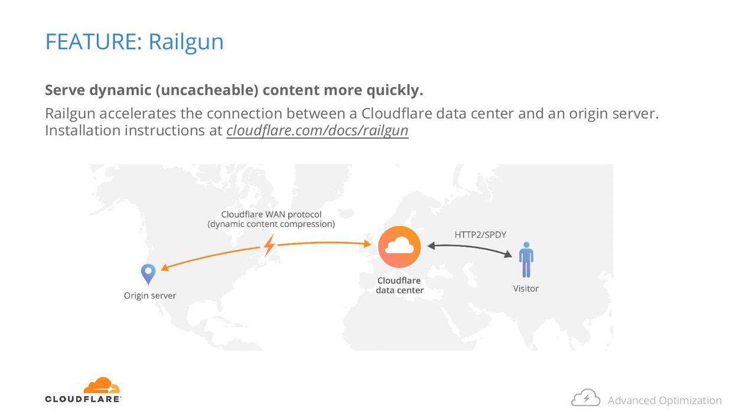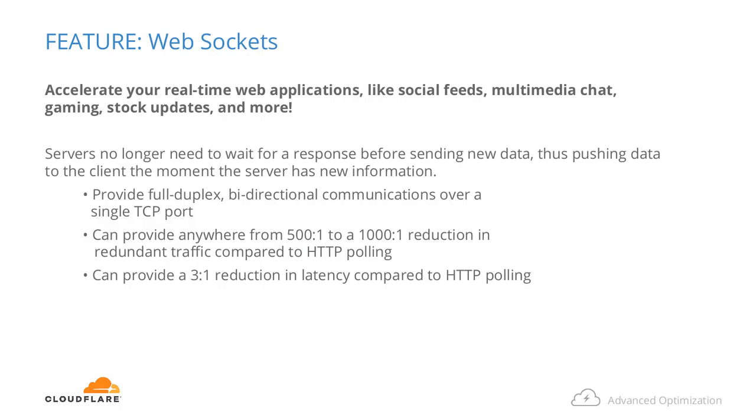Railgun configuration does take some technical know-how, as there is configuration necessary and installation at your server. And it also does take a little bit of configuration on the Cloudflare dashboard. So that's why it is an advanced feature. We have all the documentation for installation and configuration on the link on the slide, which is cloudflare.com/docs/railgun.